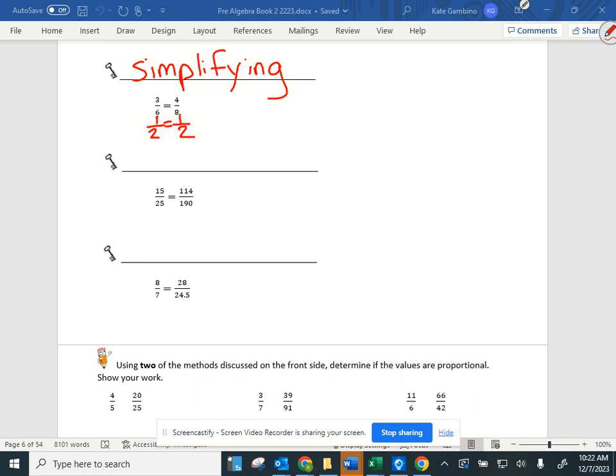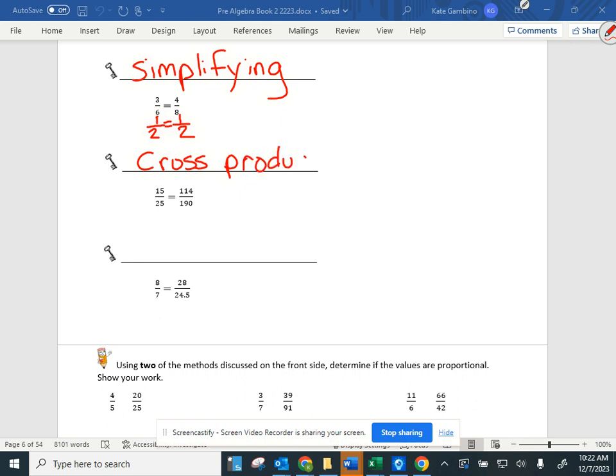Now our next two are a little bit trickier, so we really need to listen. They're not hard, but they're not as easy as the scale factors and simplifying. We've worked with scale factors, multiplying by the same number, dividing by the same number. We've worked with simplifying. This next one, we're going to use cross products.